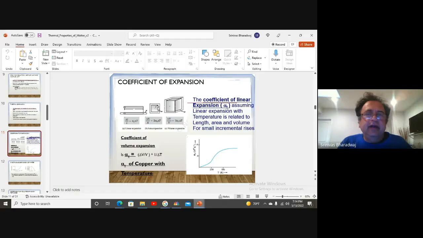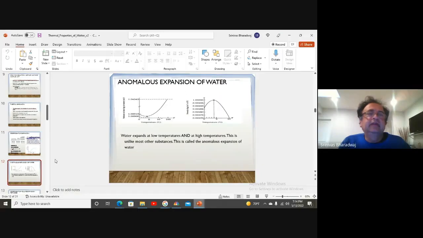Because the area grows twice as much, right? If the length grows by this much and the breadth grows by this much, you have 1 and 2. Similarly, the volume has a 3. If this grows by a small delta L, this will grow by delta L, and this will grow by delta L. Therefore, the area will grow by 2 times, and the volume will grow by 3 times. So that's how you have 3 times alpha L. Keep that in mind.